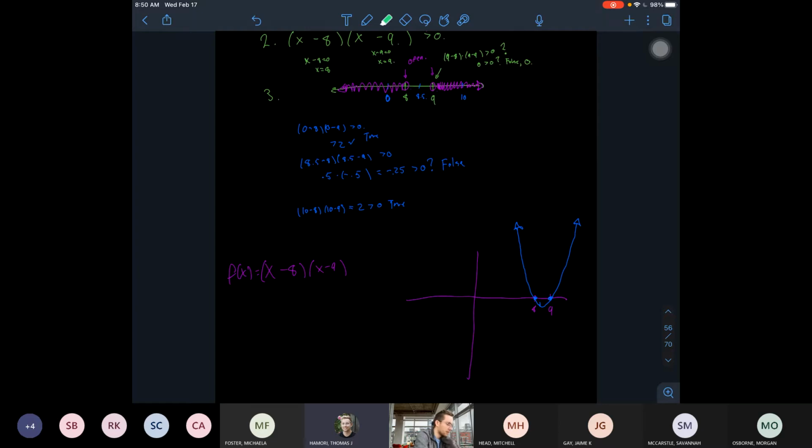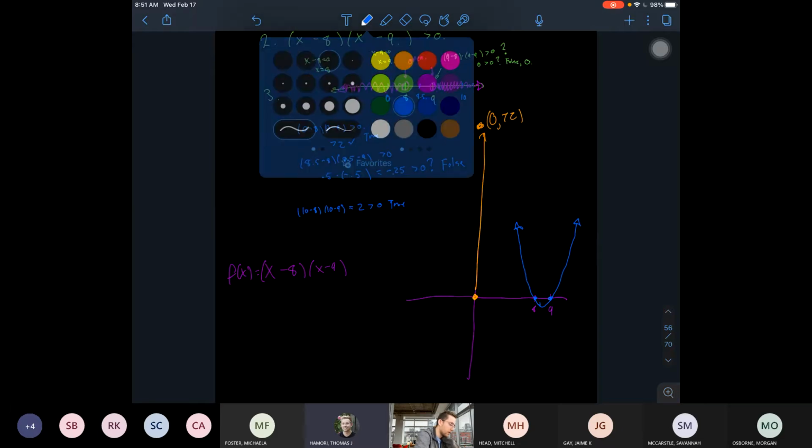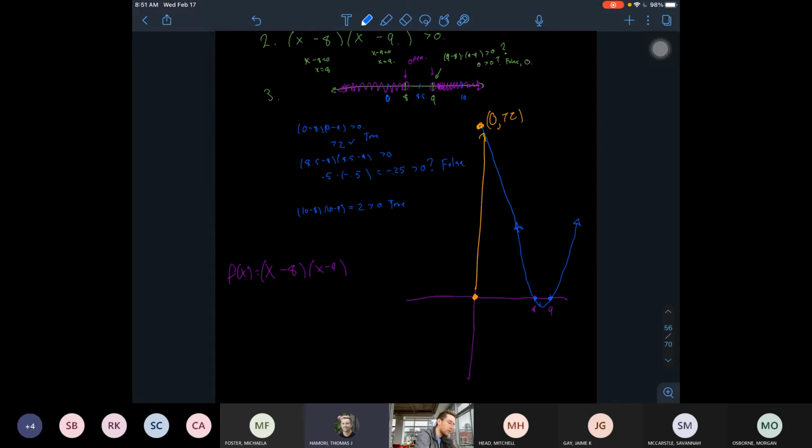We picked a test point to the left of 8. We picked 0, okay? So we picked this point 0 here, and we plugged it into the function, and we checked what is the height of the function. And we found that the height of that function was 72. That was the point 0, 72 on the function. So if we were to draw this whole parabola out, it would look like that, right?